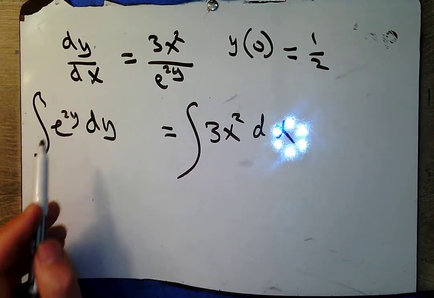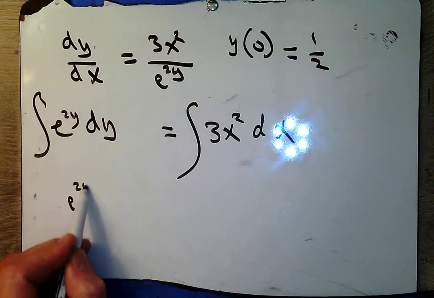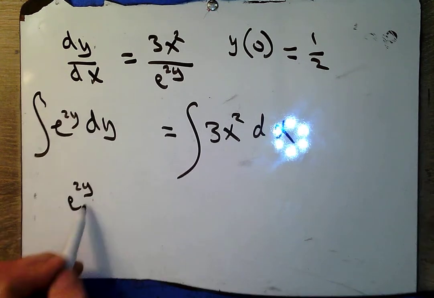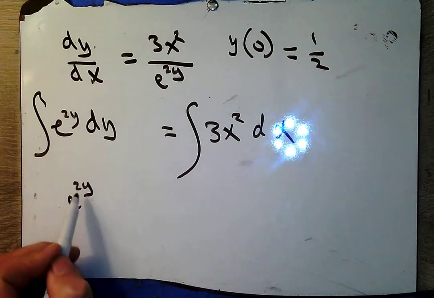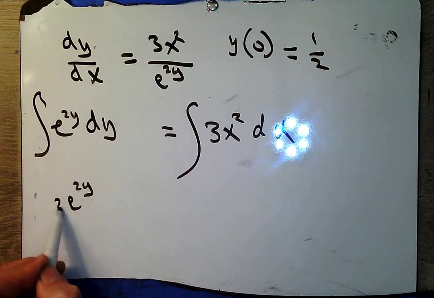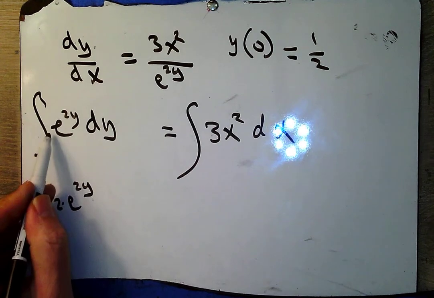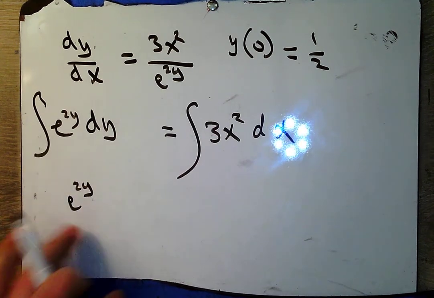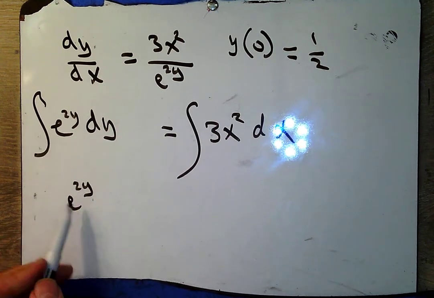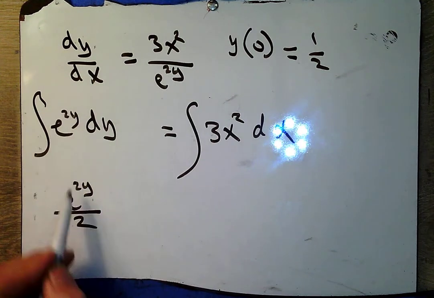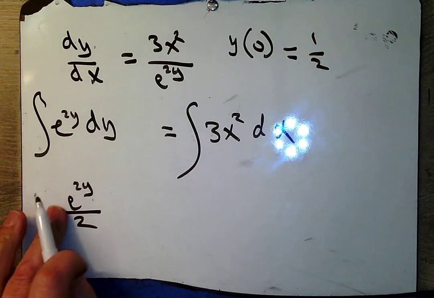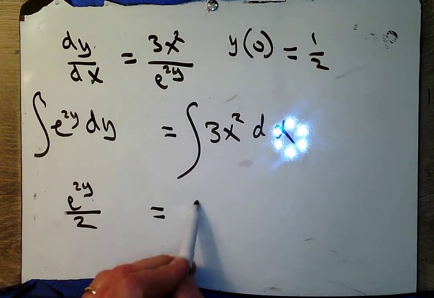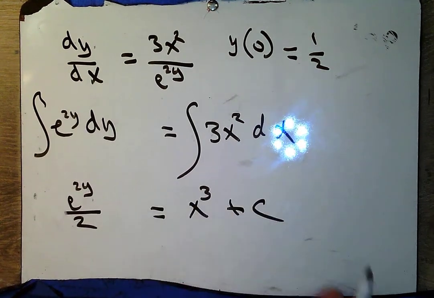Well, I know that the derivative of e to the 2y is e to the 2y. But if I take the derivative of this, I get e to the 2y, but don't I also have a 2? But there's no 2 here. So there must have been something present on the original function, so that when I took the derivative of that inside and the 2 came down, they canceled. And then over here we've got x to the 3rd plus c.